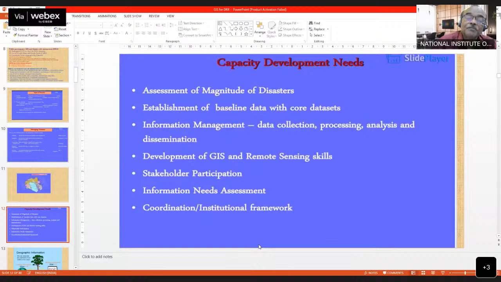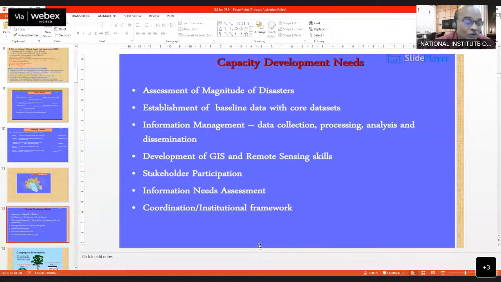Now in capacity development, the assessment of the magnitude of disasters is essential. How much disaster is there, what is the magnitude of the damage? Similarly, the baseline data is required to add with the core data set. And for this data collection and processing, of course, to some extent basic data are there, but still the actual data you have to feed and collect within a short time. Then also the remote sensing scheme, you have to take it.